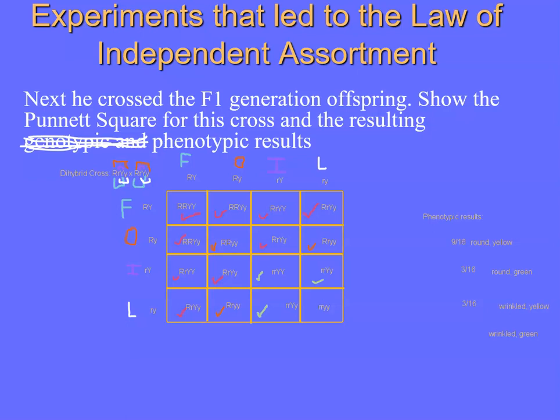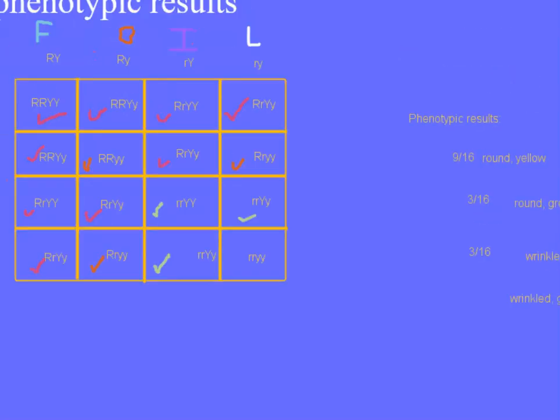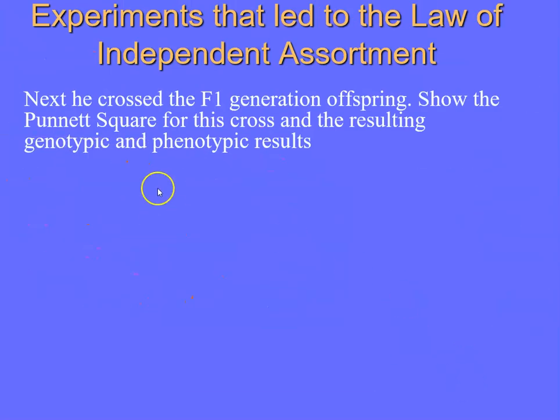Okay, so now that's going to simplify. Oops. Okay, I'm not sure what just happened, but I can't get all that back. So go back and pause and make sure you gather all that data. But it's going to simplify to a 9 to 3 to 3 to 1 ratio. This will always be the phenotypic ratio for a dihybrid cross.